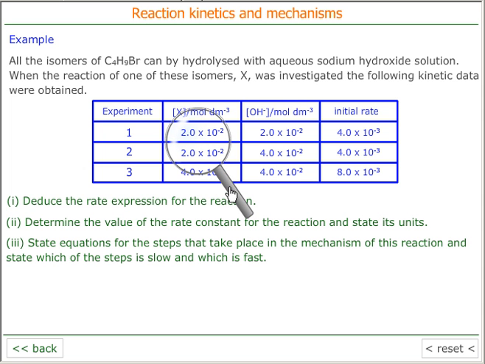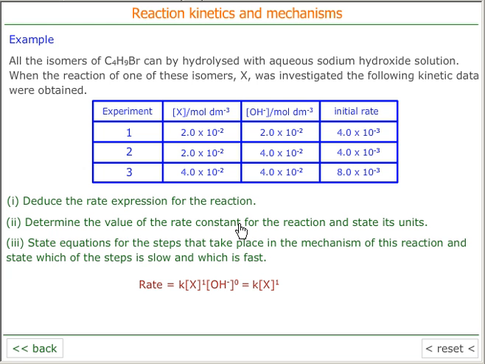However, if we look at experiments 1 and 2, in these two experiments X is constant, and here OH- is doubled. But look, the initial rate doesn't change. This means there is no dependence of the rate on OH-, so it doesn't appear in the rate equation. To deduce the rate expression then, we see that the rate is equal to k [X]^1 [OH-]^0. I know anything to the power of 0 is 1, so we can simplify this to rate equals k[X]^1, or simply rate equals k times the concentration of X.